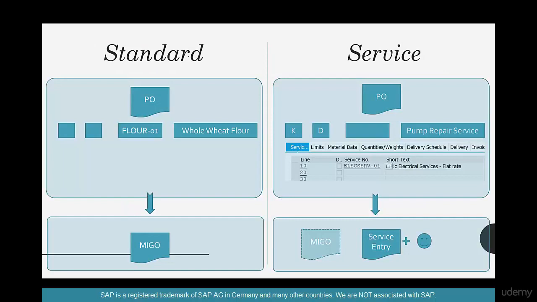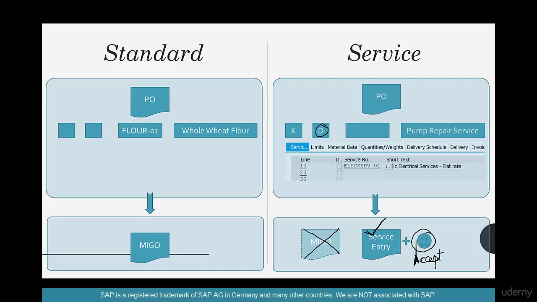So the first difference was during PO creation. We said the item category is D. The second difference is we are not going to do MyGo. Instead, we're going to do a service entry, and somebody who's a manager or supervisor is going to accept the service entry sheet. So we have created a purchase order.